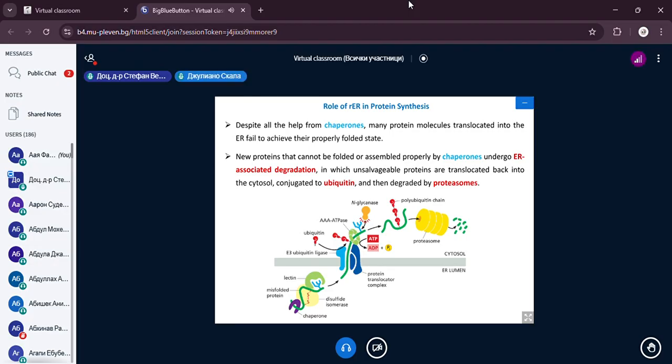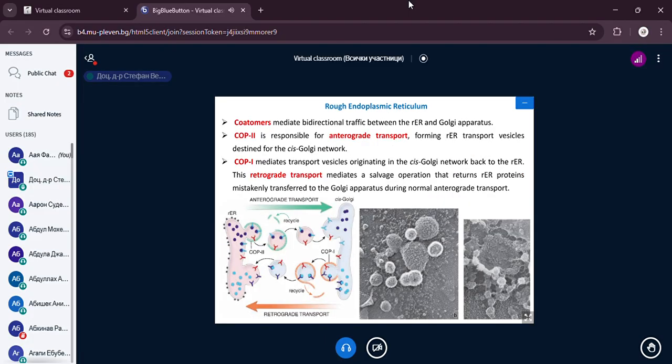I will describe the proteasome in detail next week in our lecture regarding lysosomes, as one of the mechanisms through which the cell degrades unnecessary and improper proteins. So, after this glycosylation, these proteins must be sent to other regions of the cell, to other organelles. Mostly this is the Golgi apparatus. And this transportation from the endoplasmic reticulum to the Golgi apparatus happens via transport vesicles.